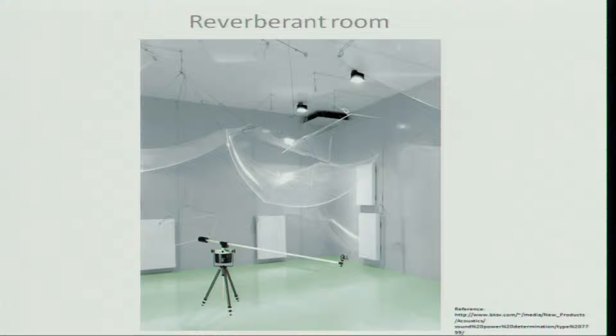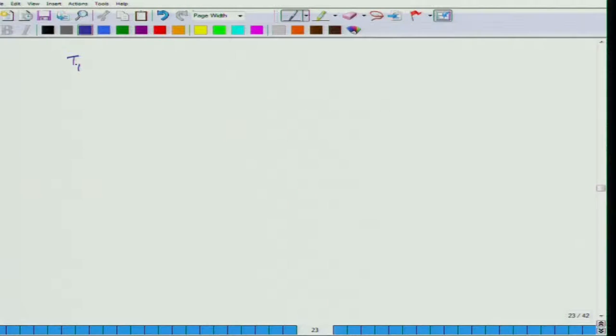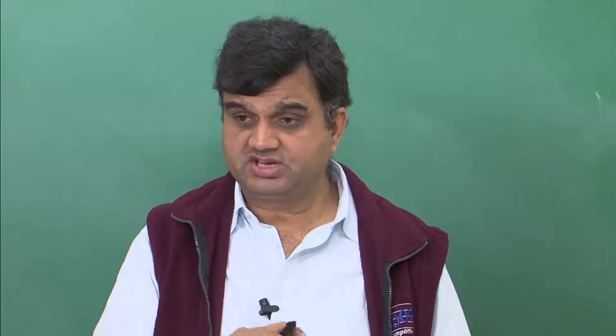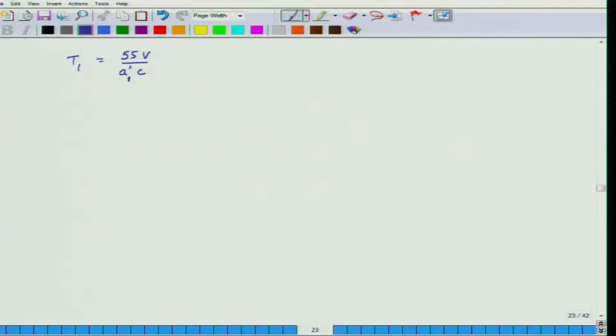Suppose you have a reverberant chamber, and there is nothing in the room, it's just an empty room. It will have some reverb time, let's call this T1, not room constant, it's the reverb time for the chamber. So T1 is equal to 55V over A prime C, and T1 is the reverb time for a reverb chamber which has nothing in it. Its A prime is A1, okay. Now we know that I can measure this, so T1 can be measured.